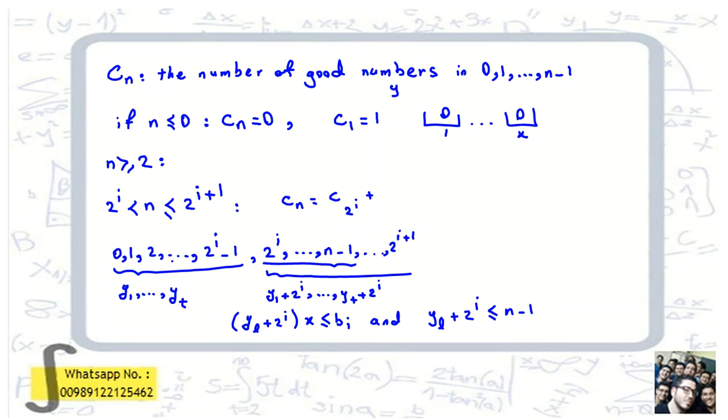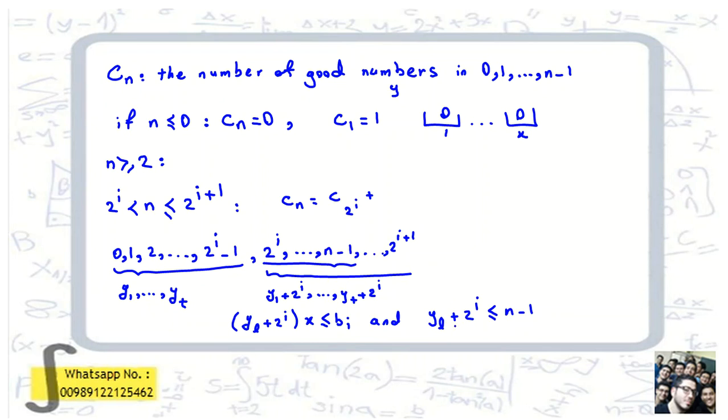Now, we know from 0 to, for example, 2^i minus 1, we have y1 to yt that are good. We call them C_(2^i) by this definition of this recursive sequence. Now, by the previous page, we know y1 plus 2^i up to yt plus 2^i, all of them are good, but we should check the sum of them must be less than or equal to b_i, and also we should consider only up to n minus 1.